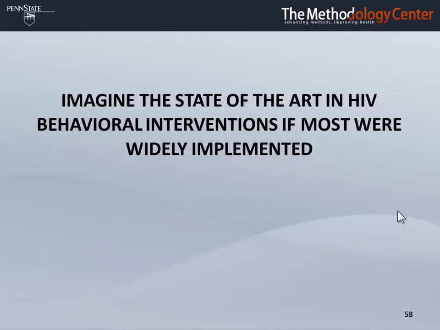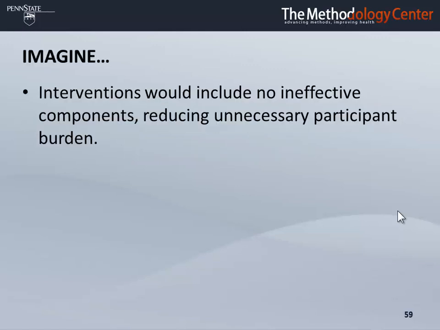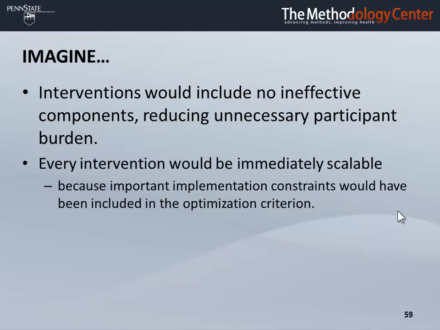Okay, so let's try and imagine the state of the art. This is going to be kind of a commercial for most. Let's try to imagine the state of the art in HIV behavioral interventions if people were using this approach more widely. So interventions would include known effective components. That would reduce unnecessary participant burden. We would have leaner and meaner interventions. Every intervention would be immediately scalable because you do what I said before, starting from the end. You would identify important implementation constraints and then optimize the intervention to operate within those constraints.